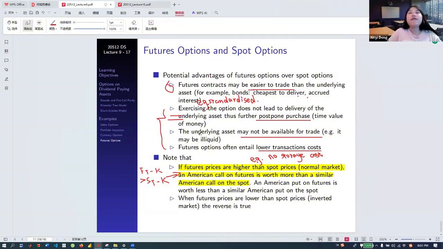Then futures options also entail lower transaction costs. If you think about soybeans, if you are using spot options, you'll have some storage costs if you exercise. But for futures options, you don't have to worry about that. That's just one example.